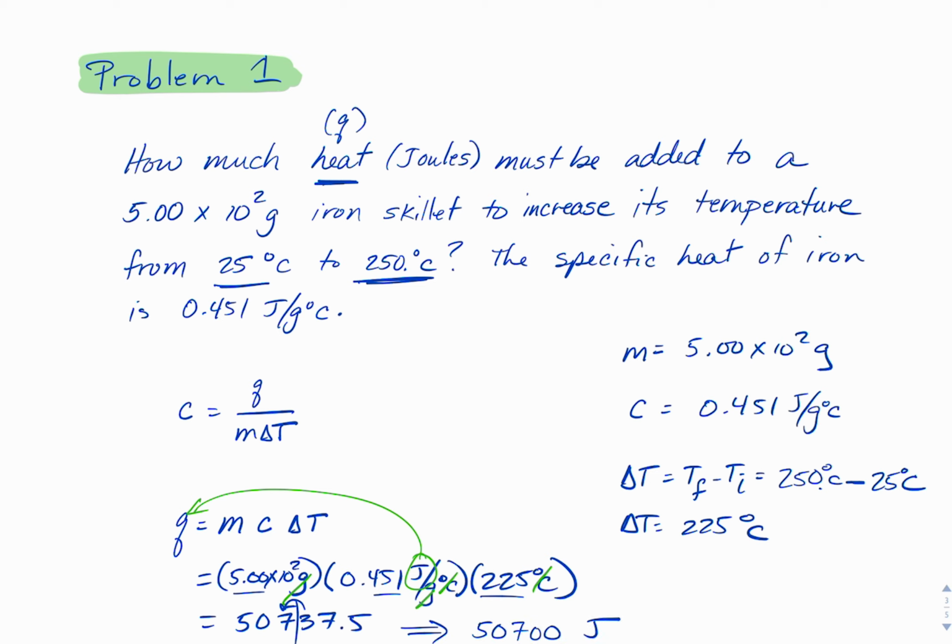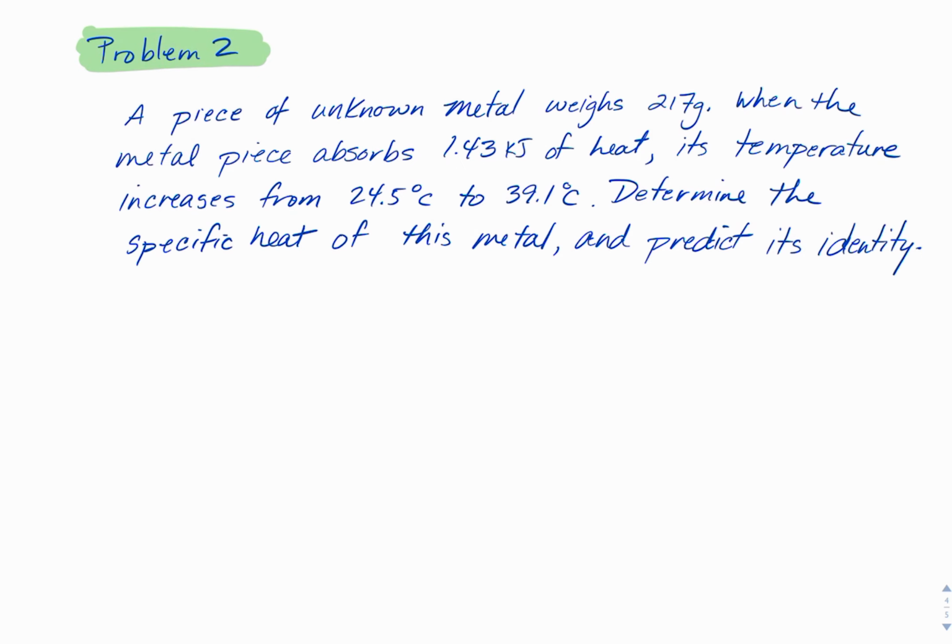So this gives me 50,700 joules. I will say sometimes that is written in kilojoules, so you'll see that a lot when it comes to energy. And so you just move that decimal over 3 times to the left, and that would be 50.7 kilojoules. Either answer is perfectly fine, either in joules or kilojoules. All right, let's try another problem.